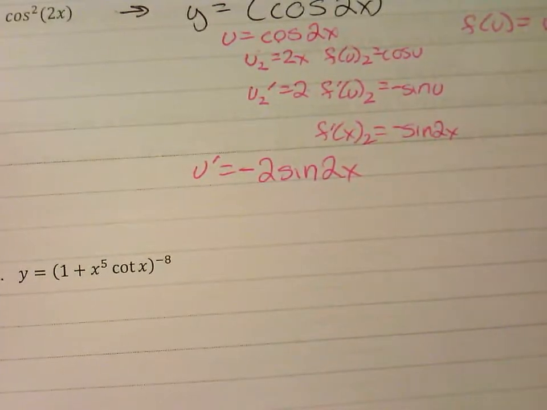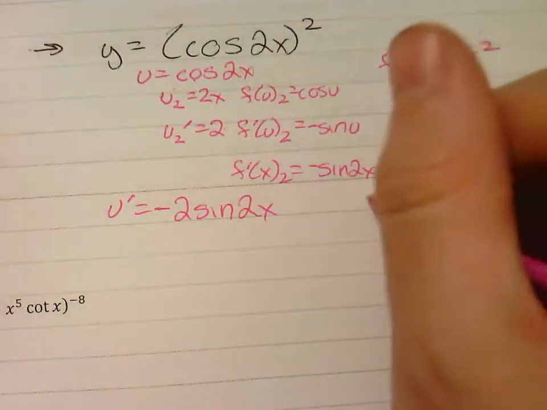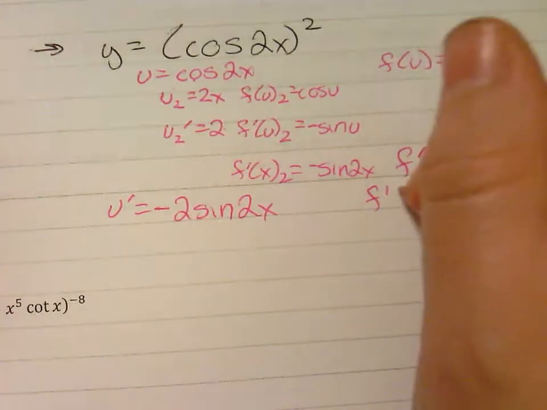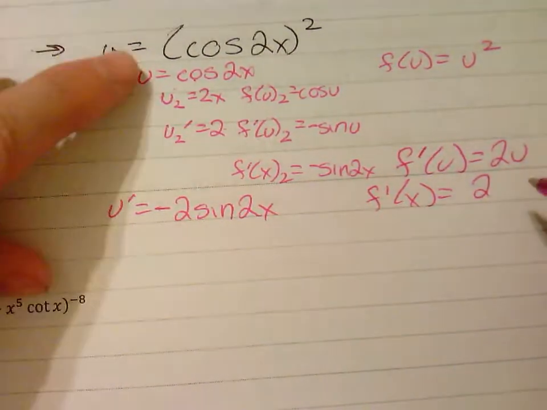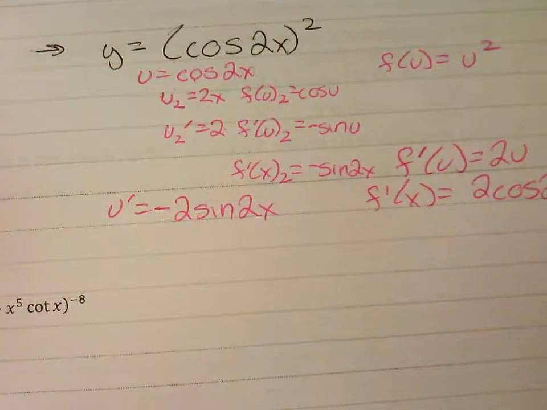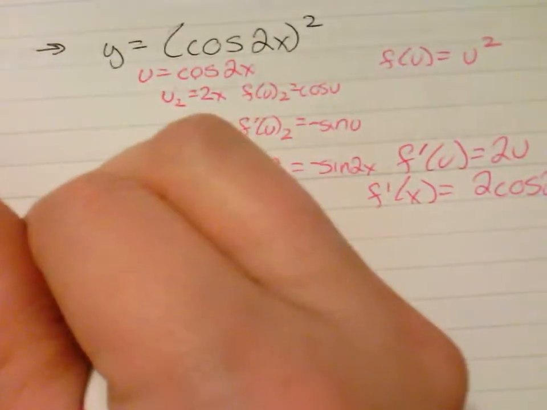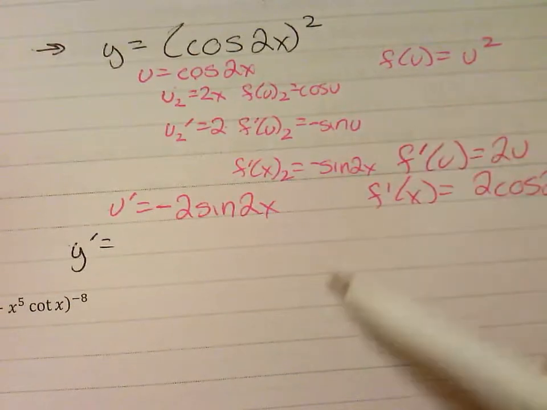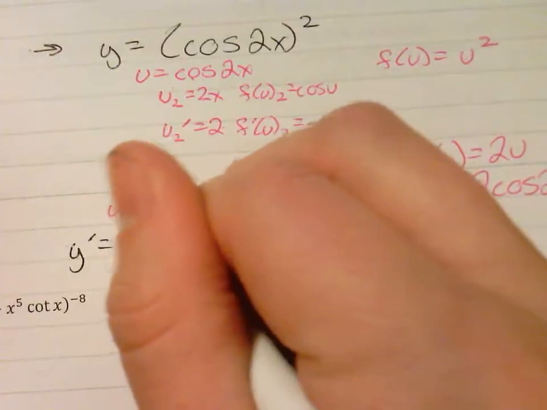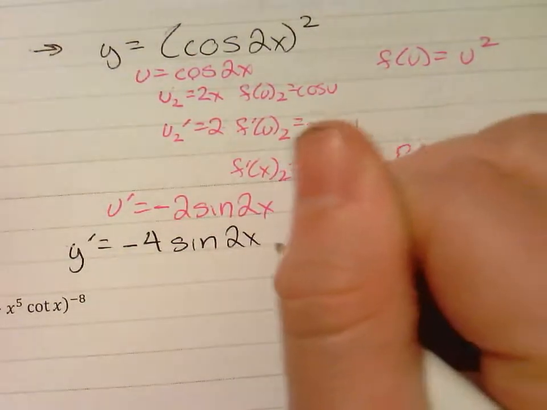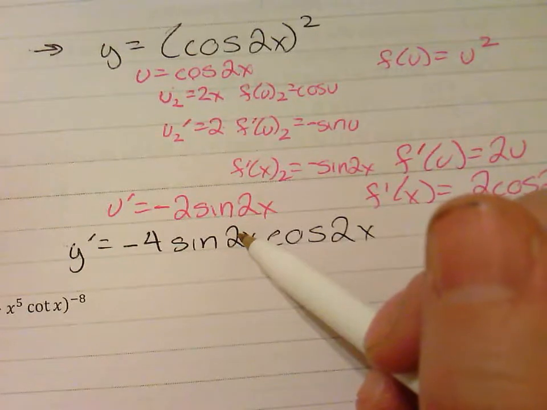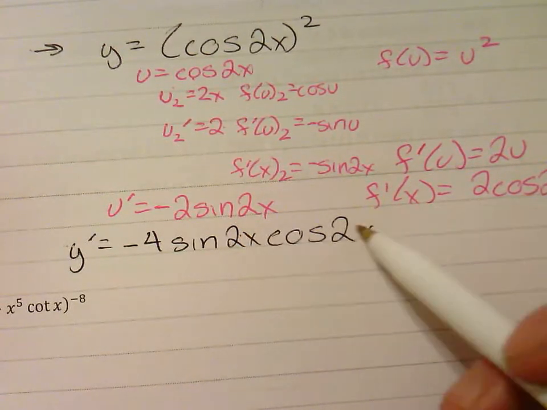And then we have this f of u over here. F prime of u, I'll put it right here. F prime of u is 2u. So f prime of x is 2, that u right there, 2 cosine 2x. So my derivative is going to be u prime times this, so negative 2 times 2 is negative 4 sine of 2x times cosine of 2x. Now I think the double angle for sine of 2x is sine x cosine x, but I'm just getting confused whether that's a sine or the cosine of 2x.